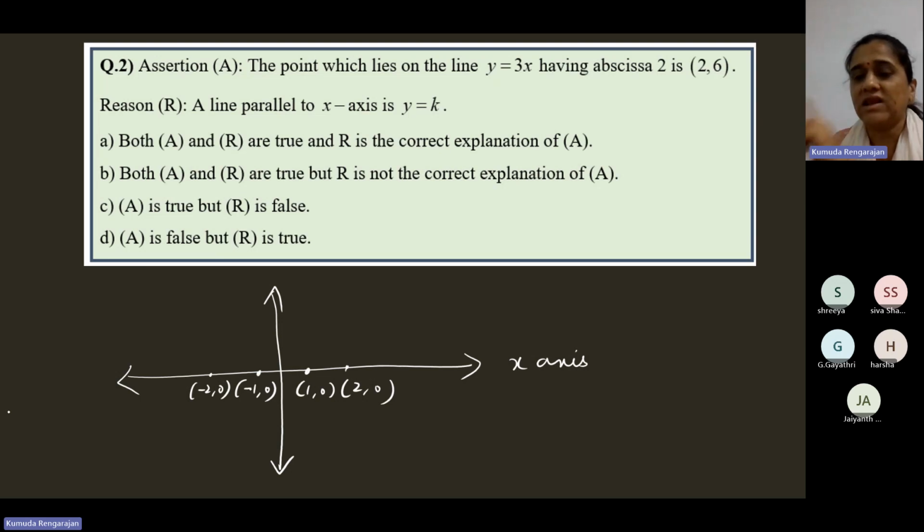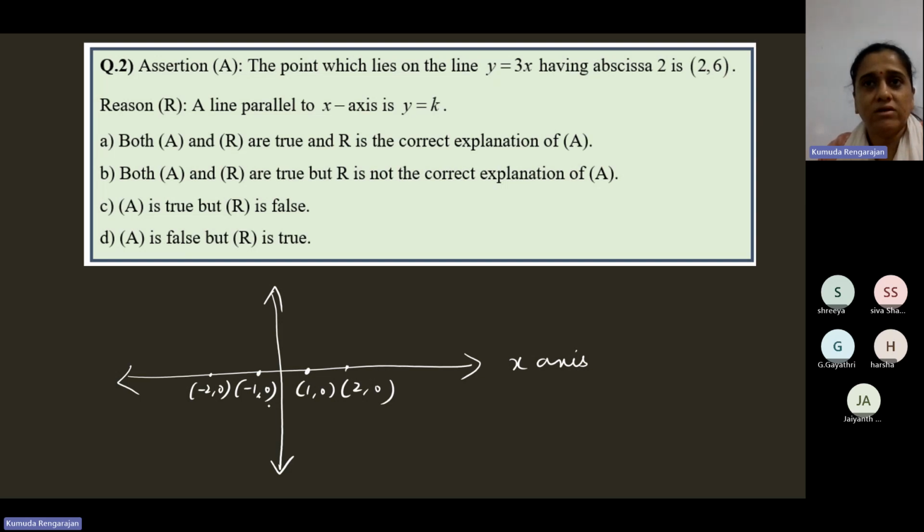Now, the x-axis is a line. And I just told you that every line is given by a linear equation, a simple equation, seventh standard. Every line is given by a linear equation. All right. Now we're going to see the equation of this line, which is the x-axis.